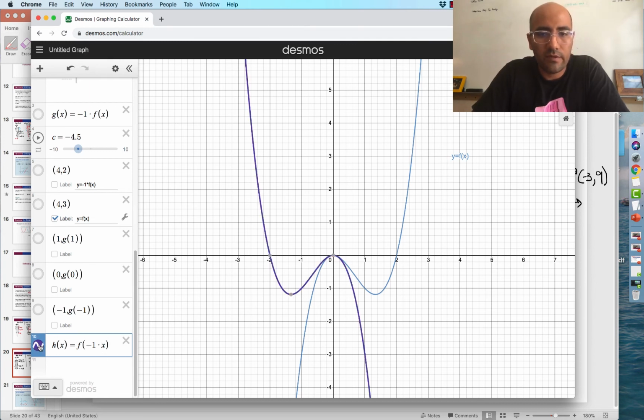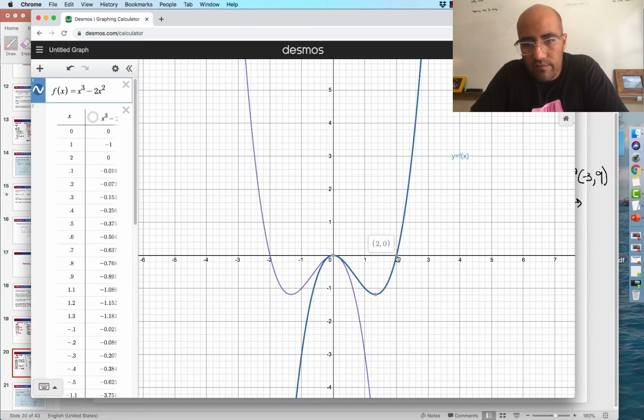Let's just graph it and explore what happens. So what's happening is that the old function, let's find some of these points. The original function had some of these key points. These are all points on the original function.